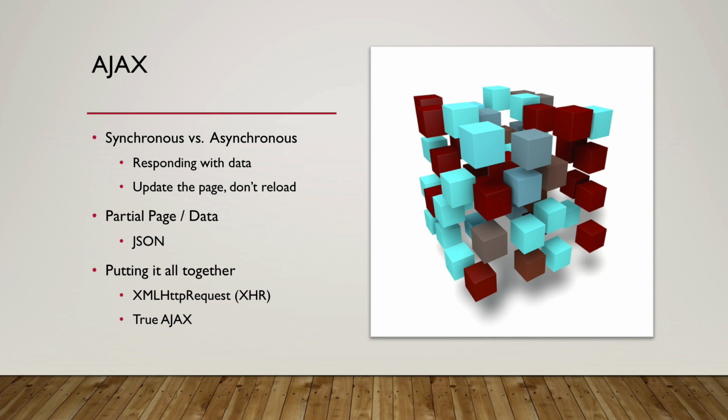Ultimately, when all of this comes together, we use a new object inside of JavaScript, which is called the XHR, or the XML HTTP request, and that's when we will be doing true AJAX communication. So we need to establish the foundational ideas here. What does it mean to behave asynchronously? And what does it mean to only receive data rather than a full web page? So we'll begin with that.